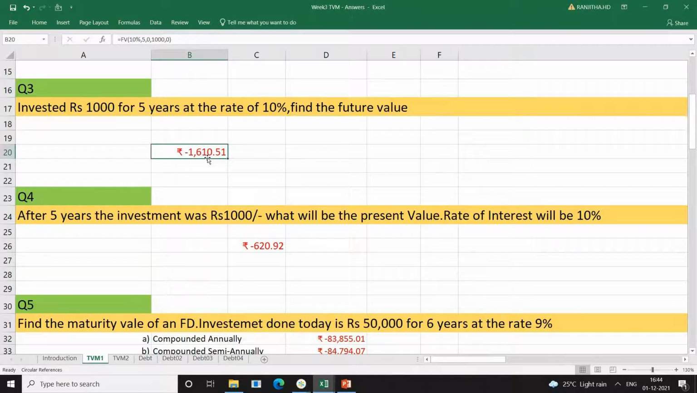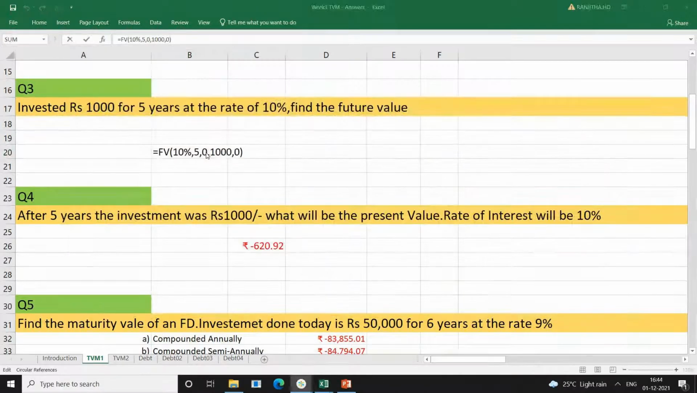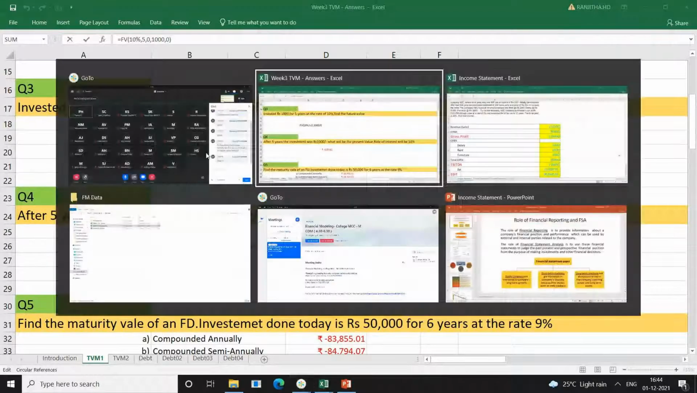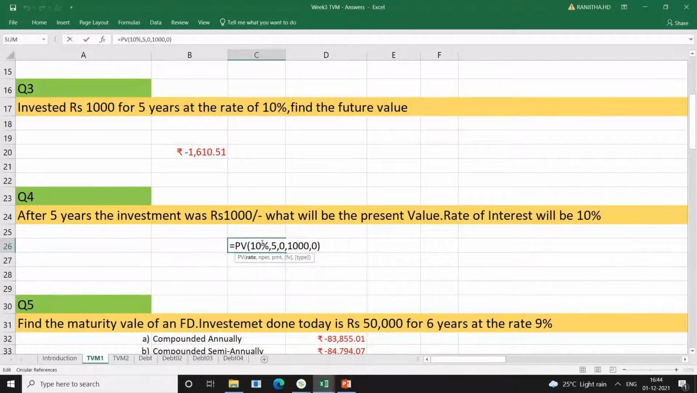So even the third question has the same answer. The fourth question, we are using PV, present value. So you will be finding out the present value.